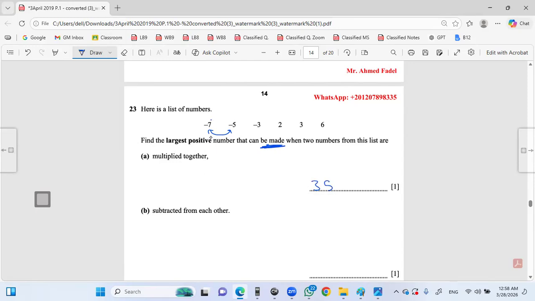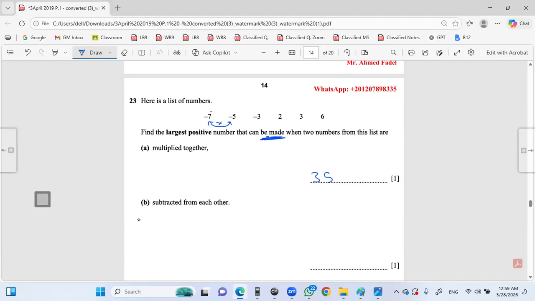But is there another thing that I can try? Maybe -7 times -3, no way. Maybe -5 times or -7 by something that is positive, no way. It's going to give you negative. They want the largest positive number when they are multiplied. Good.